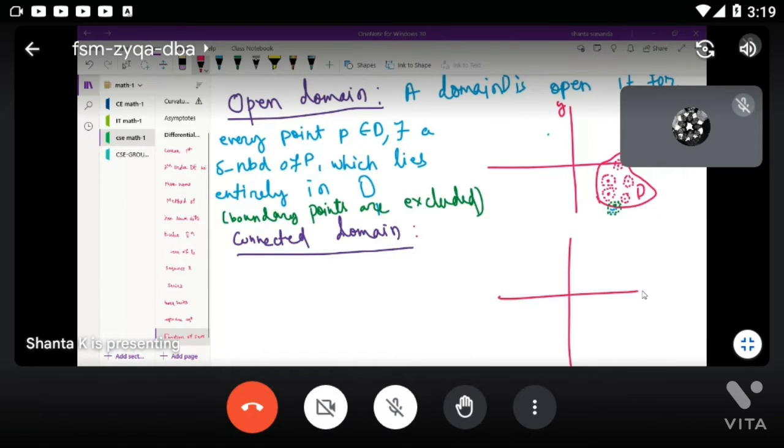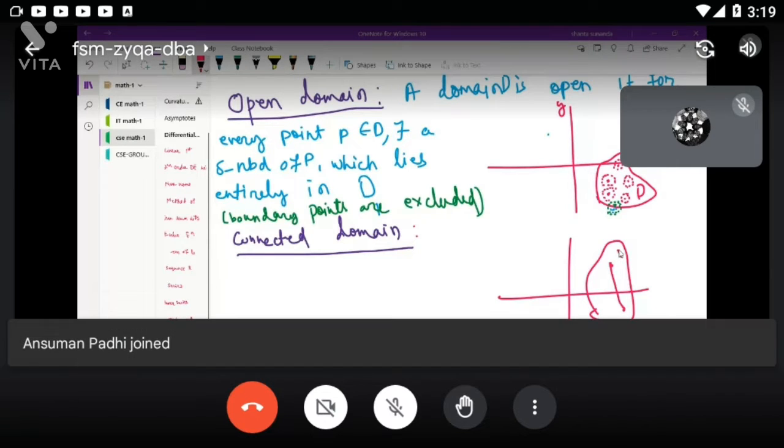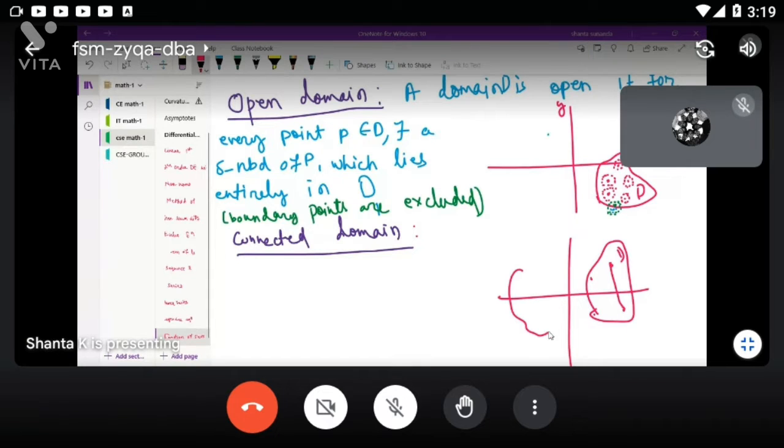And a connected domain, if you have it in R, is a region where, if you find any two points, you should be able to join them by a finite number of line segments, and that path should be contained in the domain. Okay. So like here you have one point and here, let me consider something like this, so you have two points. So you should be able to find a path from this one.